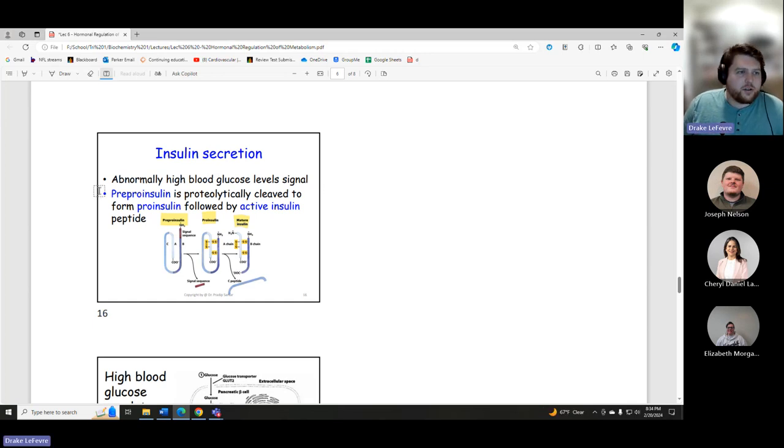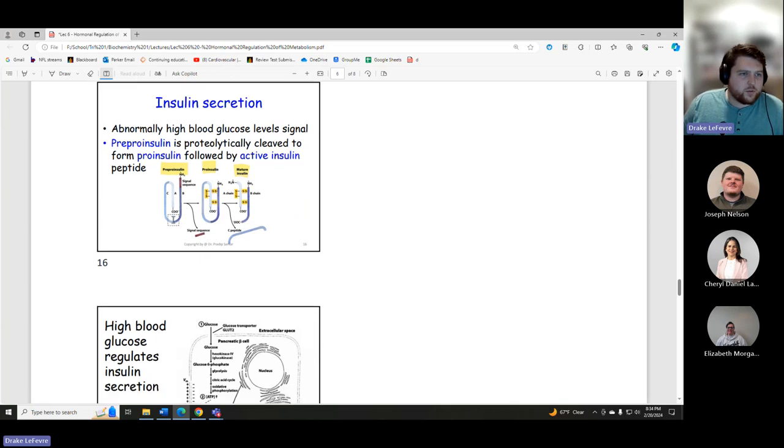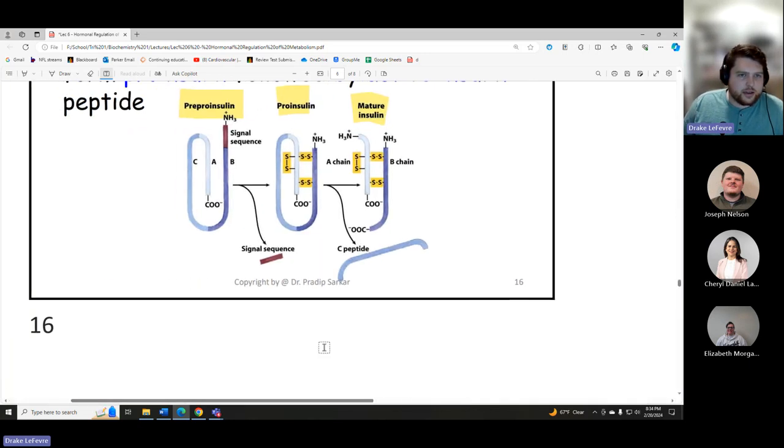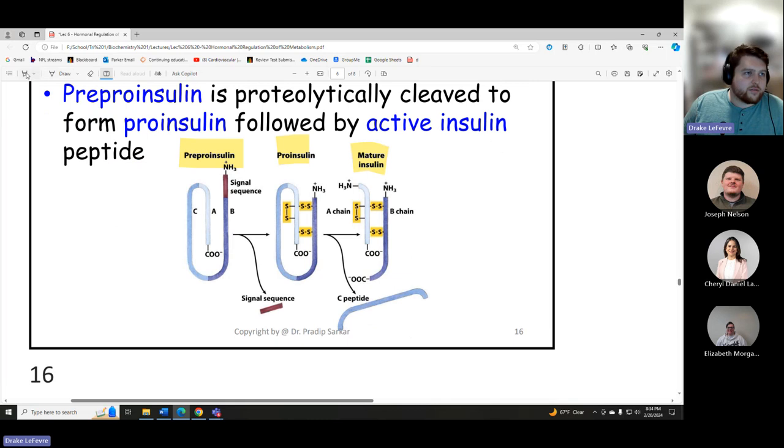Insulin secretion. This is what our insulin looks like, where we have something called pre-proinsulin, pre meaning before, so before proinsulin, we have that whole setup. We have a signal sequence that gets booted off, and it turns into proinsulin, and then this whole peptide chain right here gets booted off. And then we get our mature active insulin.